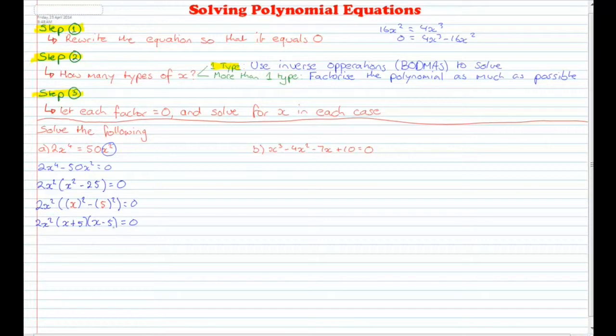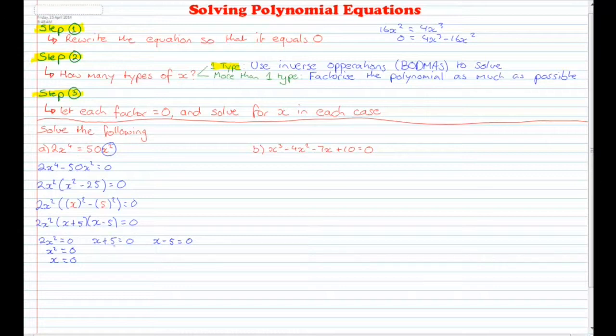So now what I need to do is let each factor equal 0 and solve for x in each case. Because I've only got one type of x in each one of the brackets, I can do that. So I'm going to make 2x squared equal to 0. I'm going to make x plus 5 equal to 0. And I'm going to make x minus 5 equal to 0. Going through and doing that now, dividing 0 by 2, well that's going to get us x squared is equal to 0 still, and square rooting 0, well that's just going to get us x is equal to 0.